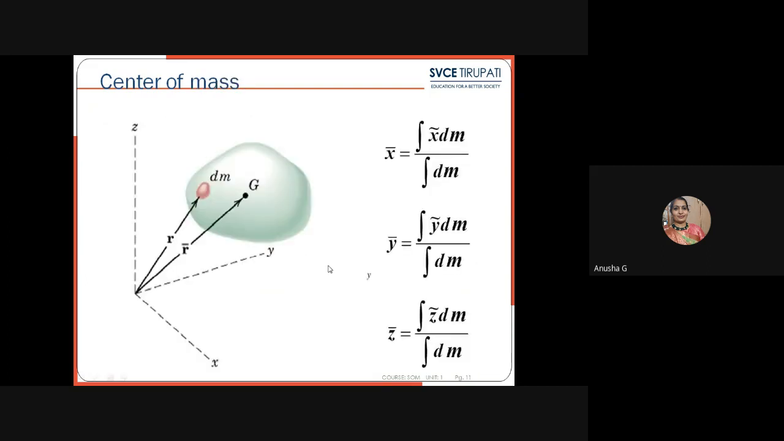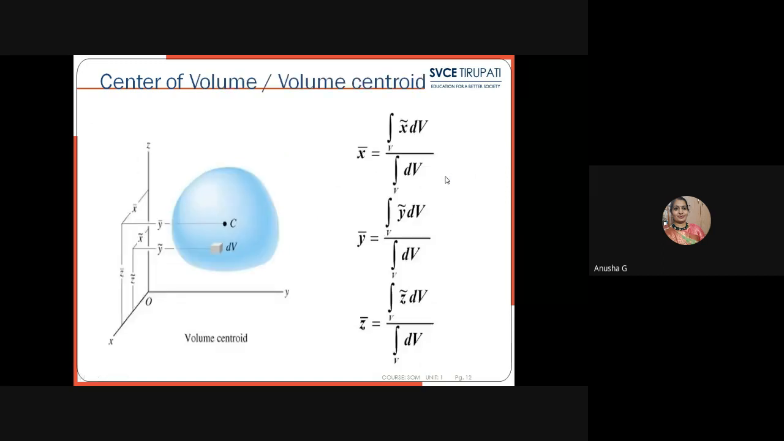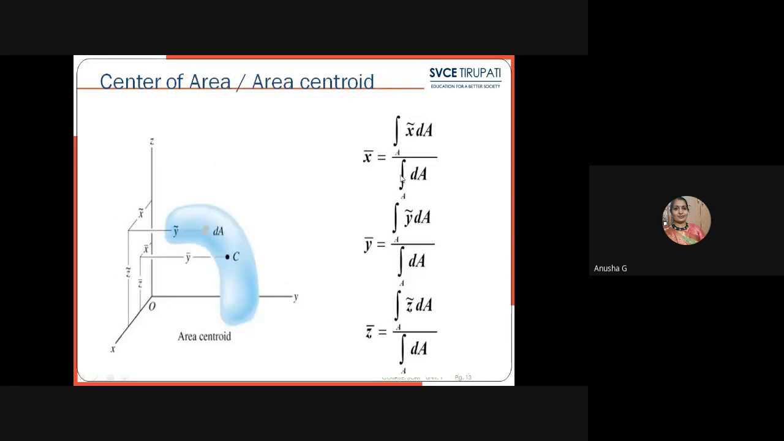If you are considering the center of mass, not centroid, the center of mass is x bar equals the integration of x bar into dm, the moment, with respect to the integration of dm. Like that it has to be considered. Similarly, with respect to volume, if you want x bar, it is the integration of x bar into dV by the integration of dV.